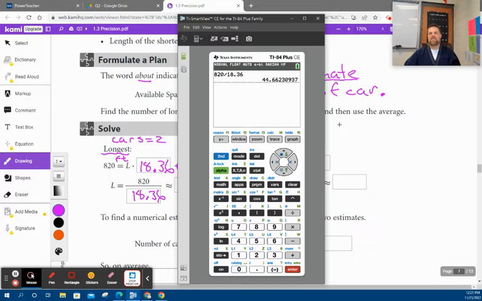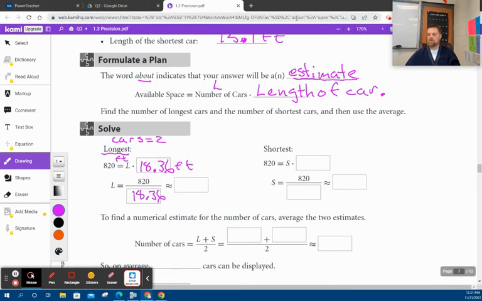And it's about 45, right? If I round that up, it's about 45. Now you might say, Mr. Adams, why did we round to 45? Well, am I going to have 0.6 cars? No, I'll either have 45 or 46 or 44. So 45 was the closest number.